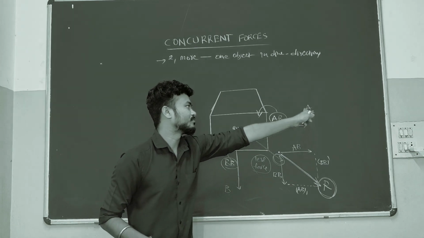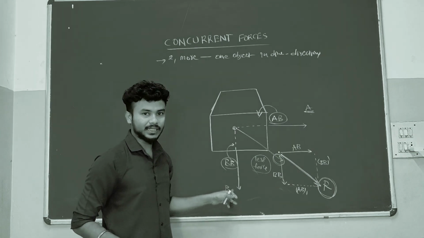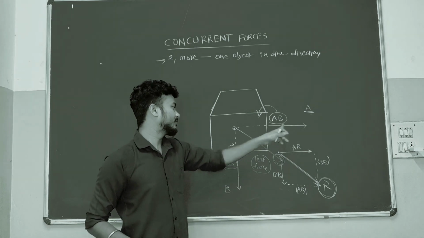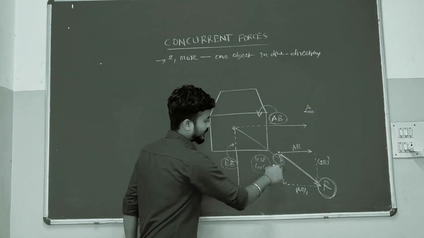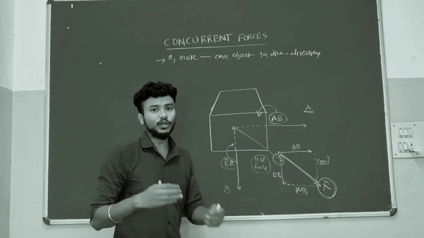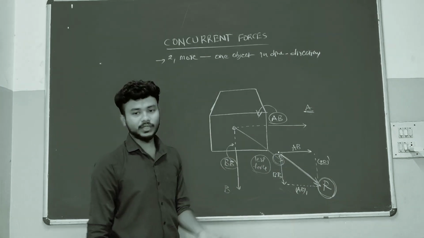Here person A is pulling, here person B is pulling. Two forces are there. Instead of these two forces, if you pull in this direction, the force is less and the object will move very easily. This is the concurrent force system.